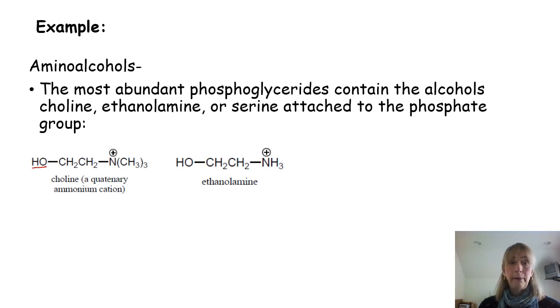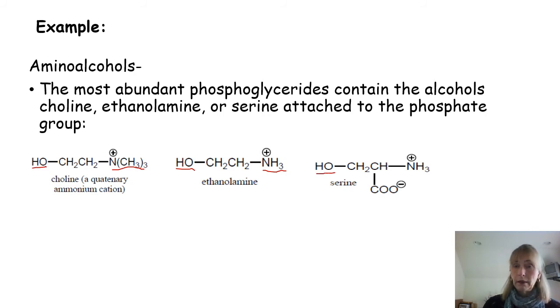Ethanolamine is an amino alcohol. We see here there's the alcohol. Let's underline the amine portion. And then we have serine. Serine is an amino acid. It is also an alcoholamine. There's the alcohol part. Here's the amine part. So the most abundant phosphoglycerides that you're going to find contain these various alcohols. These are the alcohol component.